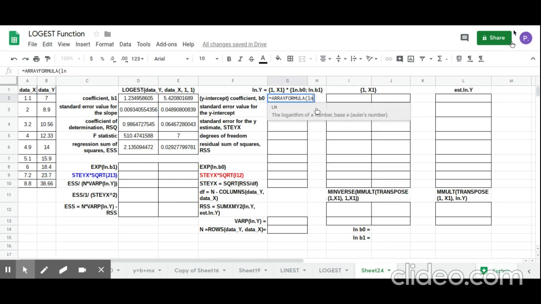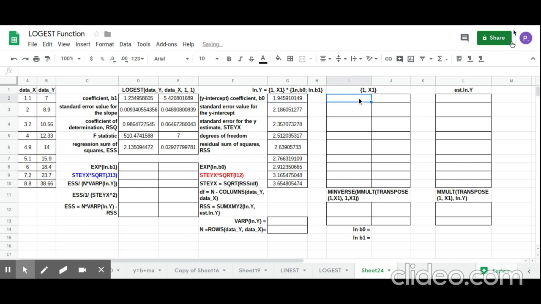Ln of y. Next, we complete the x matrix. We have the 1 column and the x column. Our formula of the x values.